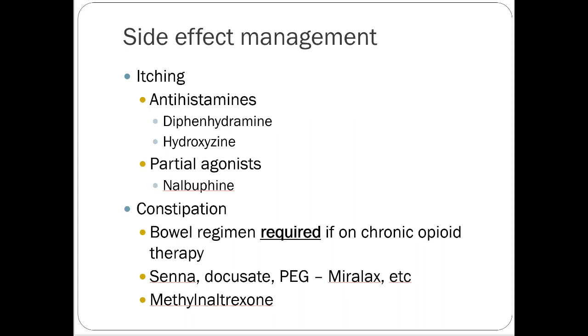Constipation, again, bowel regimens are required. We'll talk about bowel meds in a lot more detail coming up in the GI series. But standard bowel meds that you could get, most of these are over the counter: senna, docusate, polyethylene glycol like Miralax are all appropriate. And of course, methylnaltrexone we already mentioned.